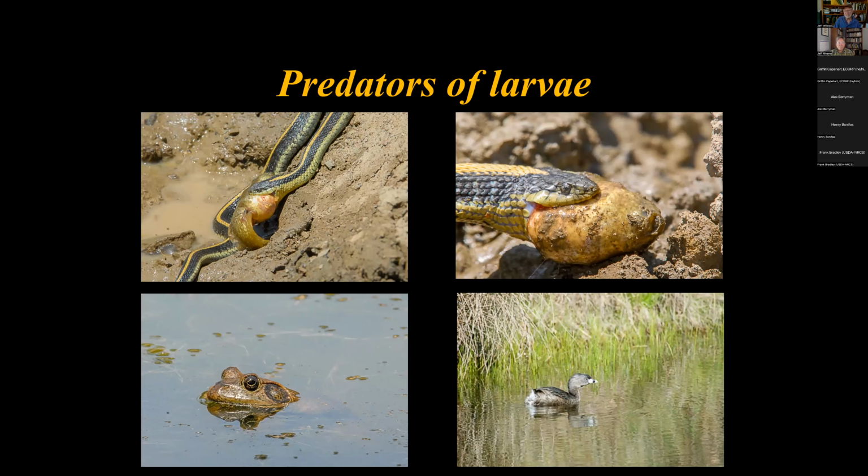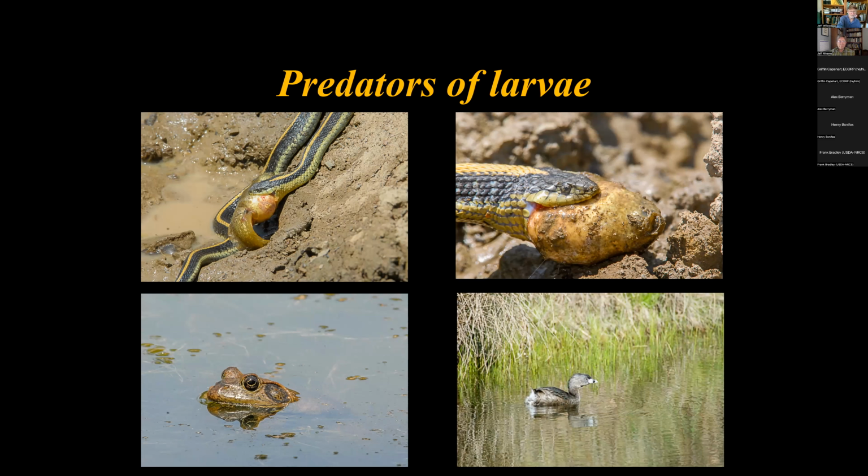And then predators of larvae. So Mahmood asked about specific predators of red-legged frogs. There aren't any notorious predator-prey matchups that I know of. But we spoke earlier of reciprocal predation. So snakes eat a lot of tadpoles. In this case, the garter snake is eating a bullfrog tadpole, but of course the same thing happens with red-legged frogs.